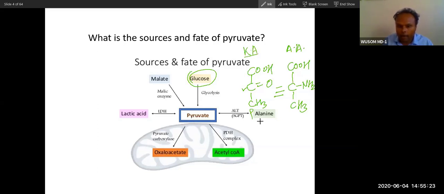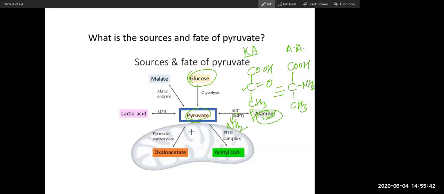Alanine is the amino acid of pyruvate. So our body can obtain pyruvate from alanine through removal of the amine group. Did you get this? Yes, sir.